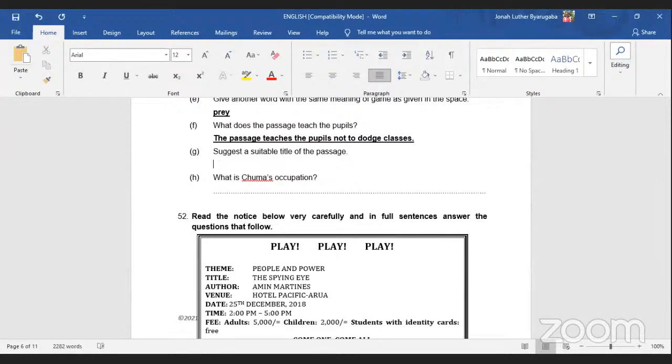Okay, Lynette, or maybe Kavial. Kavial? Yes, what do you think? I'm not so sure. Okay, now let's get to Lynette. Lynette, it's back to you. Suggest a suitable title. I'm not sure, but I think Chuma the stubborn boy. Chuma, the stubborn boy.